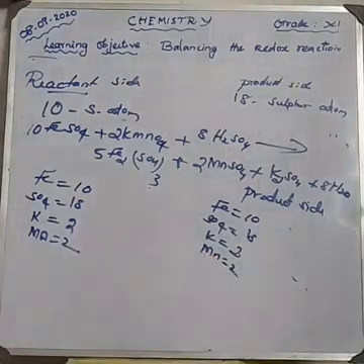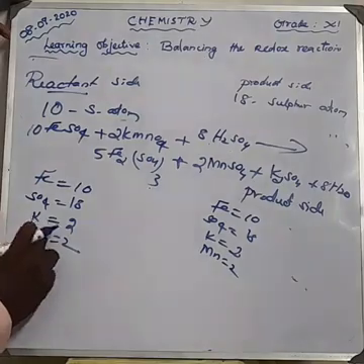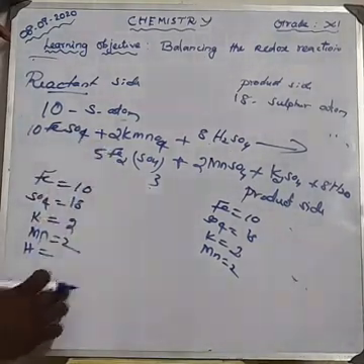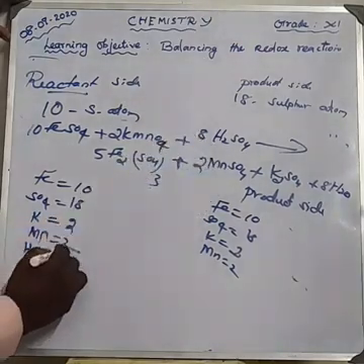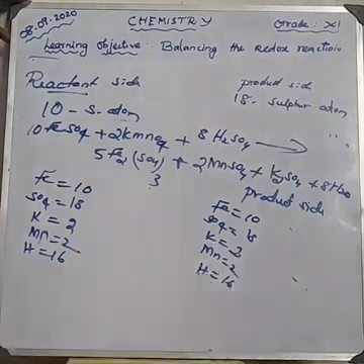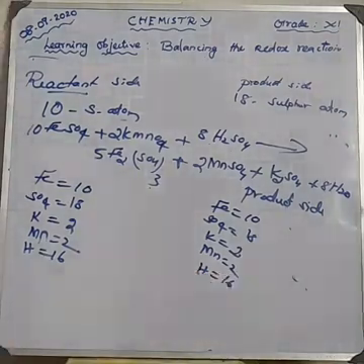Then about the hydrogen. What is about the hydrogen? 8 2s are 16. Am I right? Here also hydrogen is equal to 16. Now the equation is balanced.